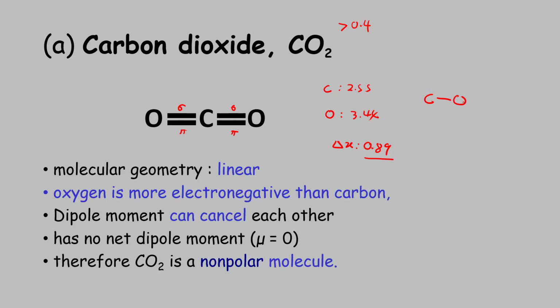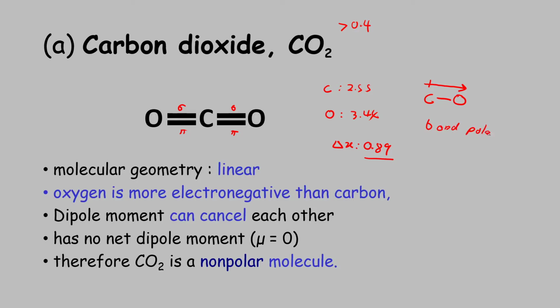Carbon and oxygen. Which one is the more electropositive? The one with the lower electronegativity value, carbon or oxygen? Carbon. So its positive charge will be at carbon and the arrow will be pointing at oxygen, because oxygen is more electronegative, so it pulls the shared electrons toward itself. So we already know the bond is polar.